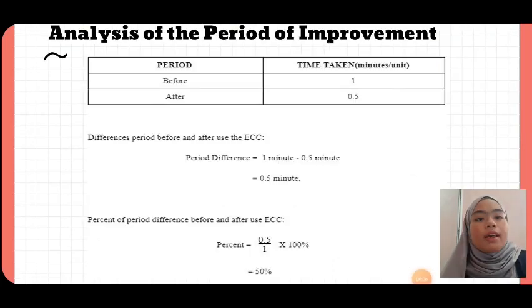Rate of improvement, the period before and after. Time taken before is 1 minute per sugarcane, after is 0.5 minute per sugarcane. The difference in period before and after using ECC is 1 minute minus 0.5 minute, we get 0.5 minute. So the percent of period difference before and after using ECC is 50%.